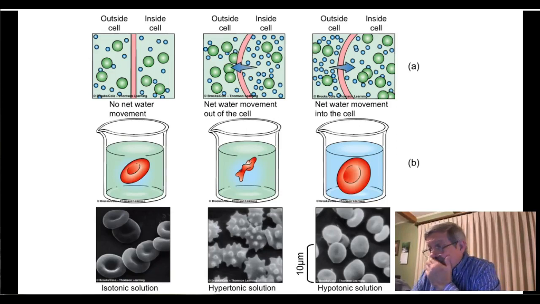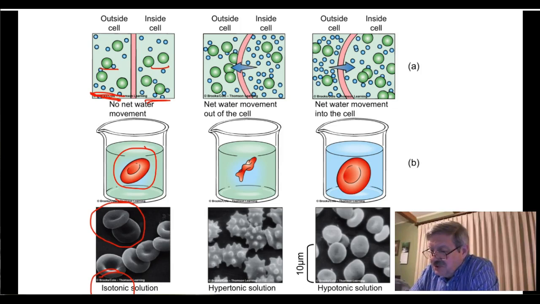Now, here's a diagram in your textbook, and you can see in this first one we have an isotonic solution. The little blue dots represent the water, and we have an equal number on both sides. The green dots represent some kind of salt or sugar. So both the water and the solute are in equal concentrations on either side of the membrane. There is no net movement of water, and the cell maintains its normal size and shape. You can see these red blood cells right here with their normal shape, kind of dished out in the center.